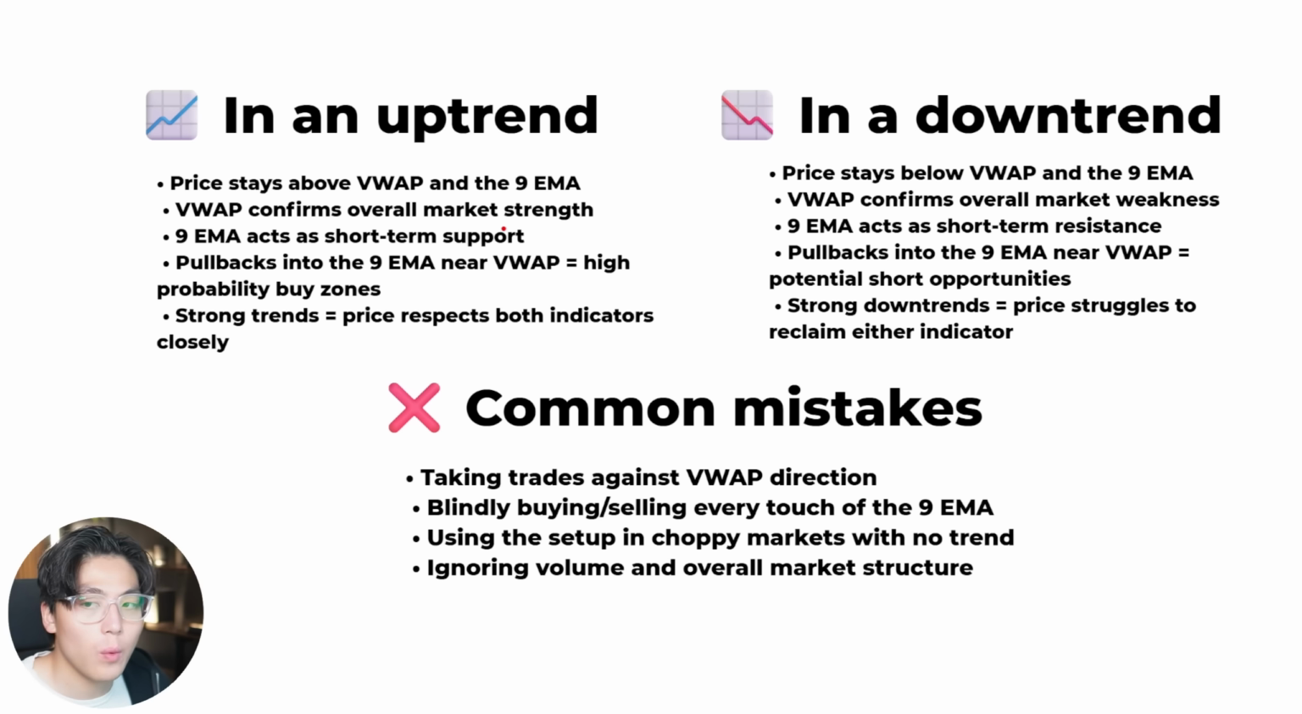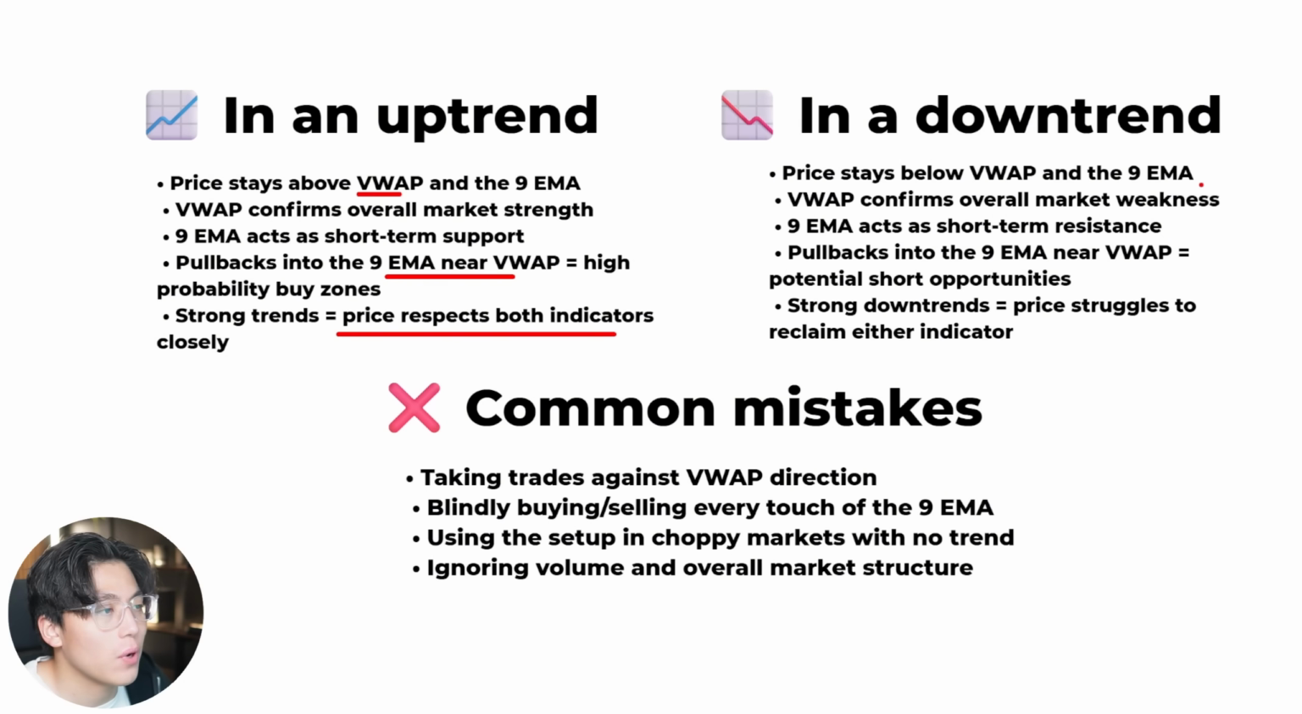In an uptrend, what would we like to see? We'd like to see price stay above VWAP and the 9 EMA. VWAP confirms overall strength. The 9 EMA acts as short-term support. What we want to see in this case is pullbacks near VWAP, which is a high probability zone, and strong trends when price respects both indicators. When we're above the 9 and we're above VWAP, we're expecting a clear uptrend.